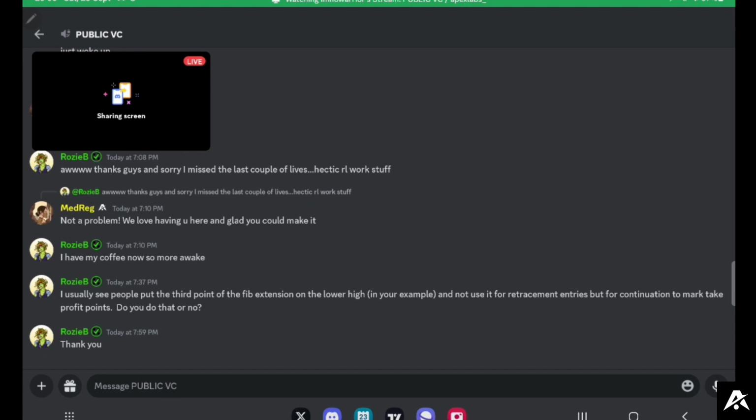I usually see people put the third point of the fib extension on the lower high in your example and not use it for retracement entries, but for continuation to mark take profits. Do you do that or no? So as I told you, I use the extended versions of the fib extensions. My 0 to 1 is where my structure is going to be, like my high to low, and then I'm going to put on top of that 1.618, 2.618, 3.618, and these are where I take profits, not any other place.